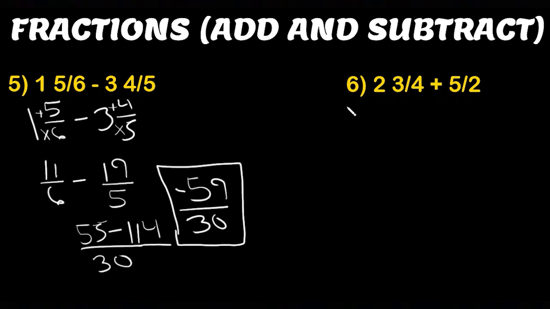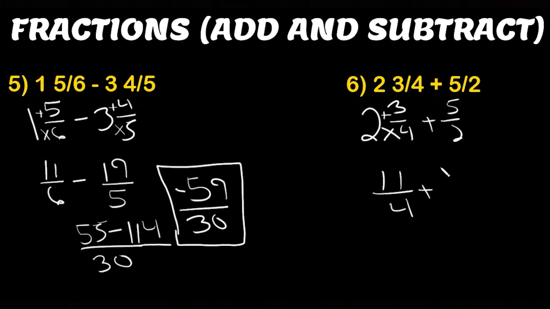All right, let's go ahead and try the last one. Same thing. I have a mixed number right here. So 2 and then 3 over 4 and then plus 5 over 2. So I have to go ahead and convert this to an improper fraction. So multiply, then add. So 2 times 4 is 8 plus 3. I'm going to get 11 there. So 11 all over 4. And then plus 5 all over 2.